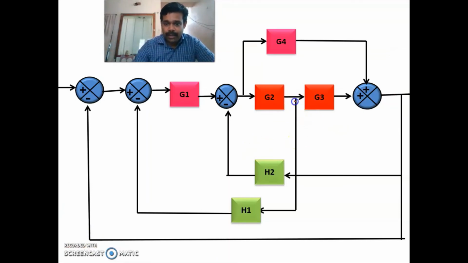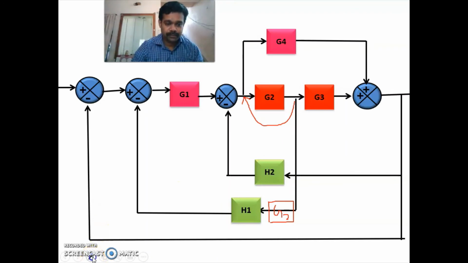The modification is that we are going to move this branch point before this block G2. We have to keep one thing in mind: whatever we get before shifting, the same we have to get after shifting. When you take the branch point at this point, the signal G2 will come with this line, but when you move it to this point, G2 will not come. So while shifting, you have to add one G2 block to this line.